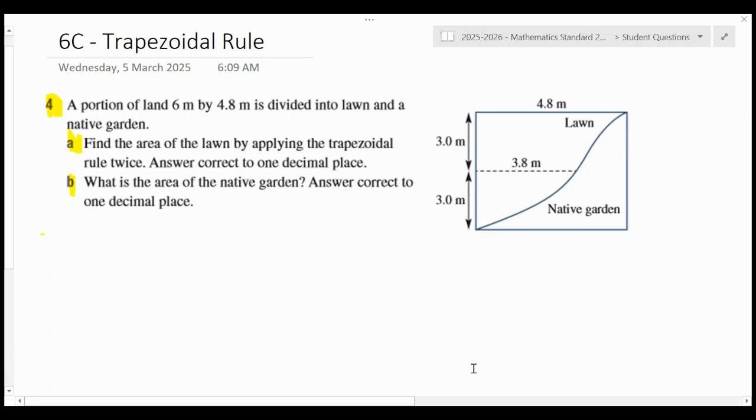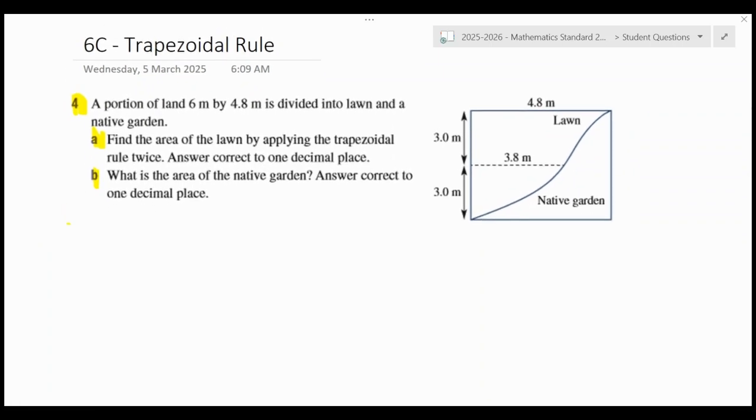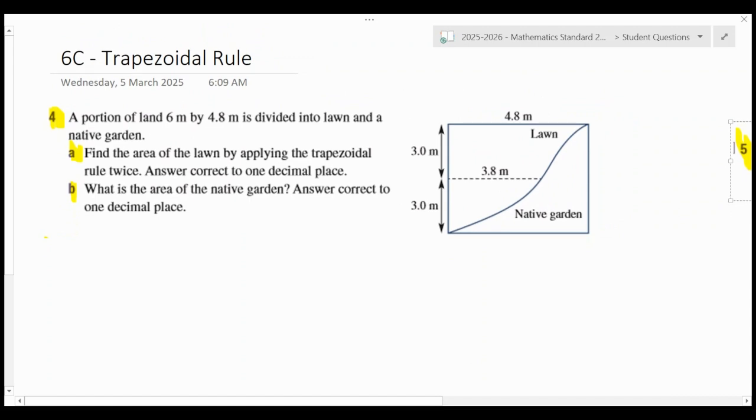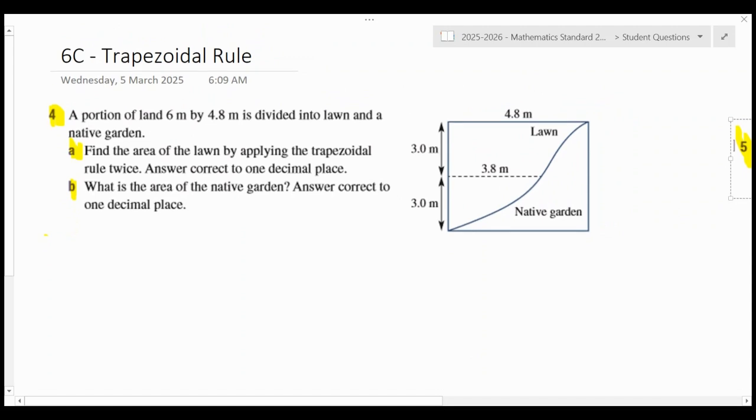Alrighty, I've been asked a couple of questions on the trapezoidal rule exercise. So we're starting off with question 4. A portion of land, 6 meters by 4.8, is divided into a lawn and native garden. Find the area of the lawn.